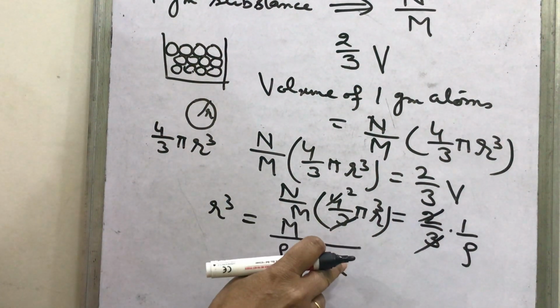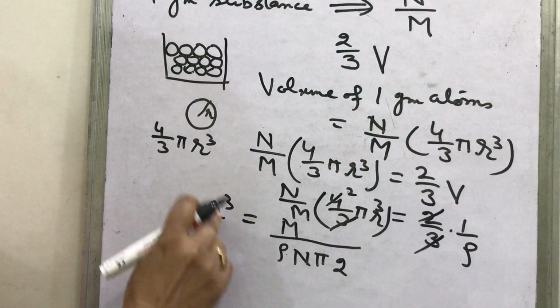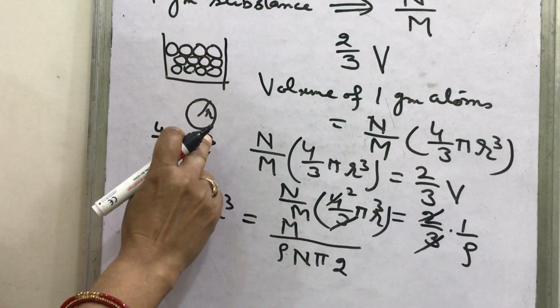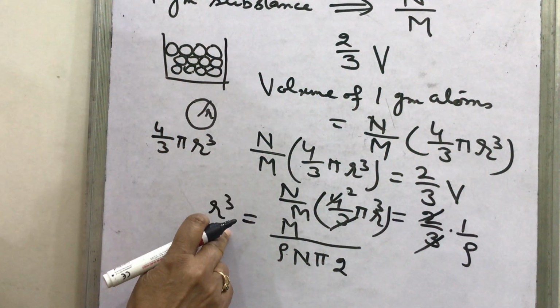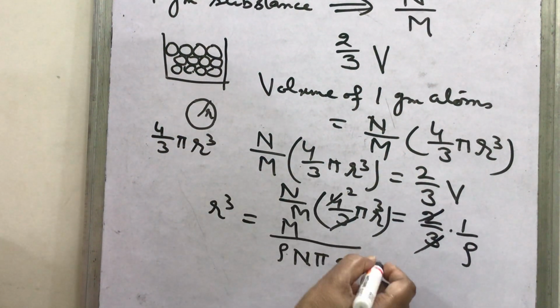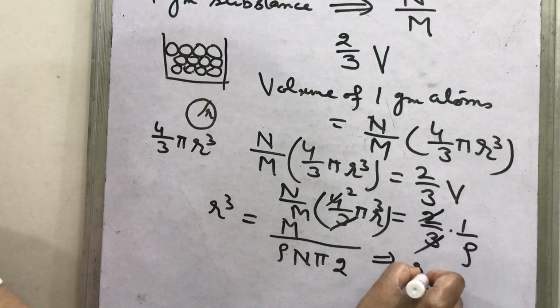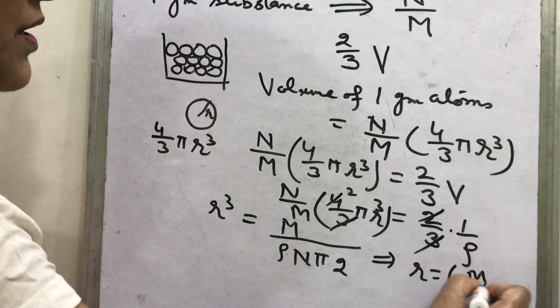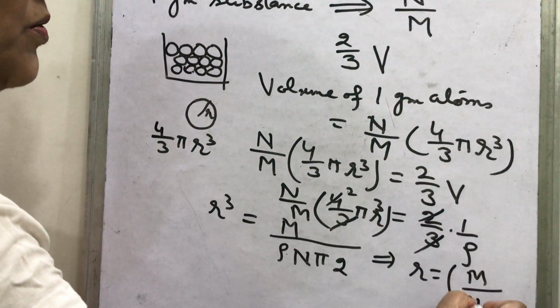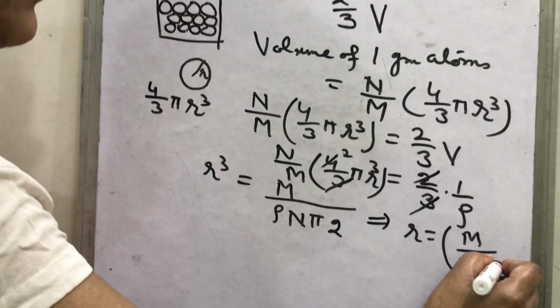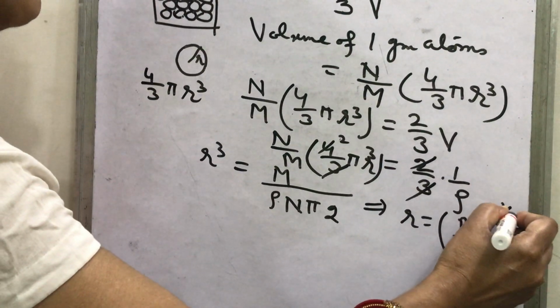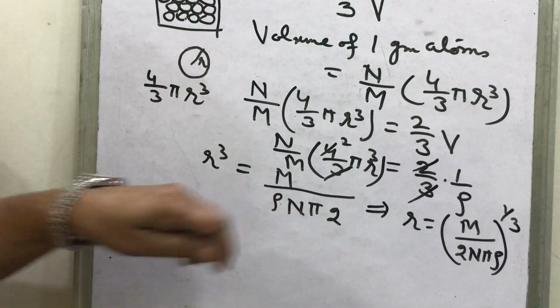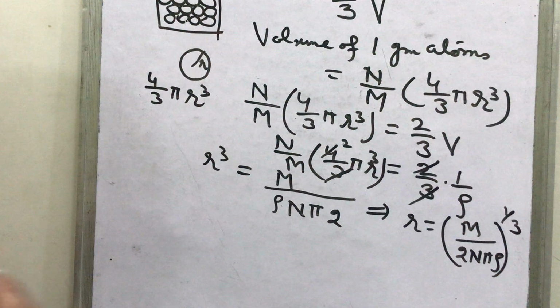Will it be or not? And what will be the r? R is the radius of atom. Then how will you find r? Taking the cube root, this implies that r will be equal to, and you know cube root is power 1 by 3, so you will write here (2n pi rho) to the power 1 by 3. So in this way, atomic radius is known.